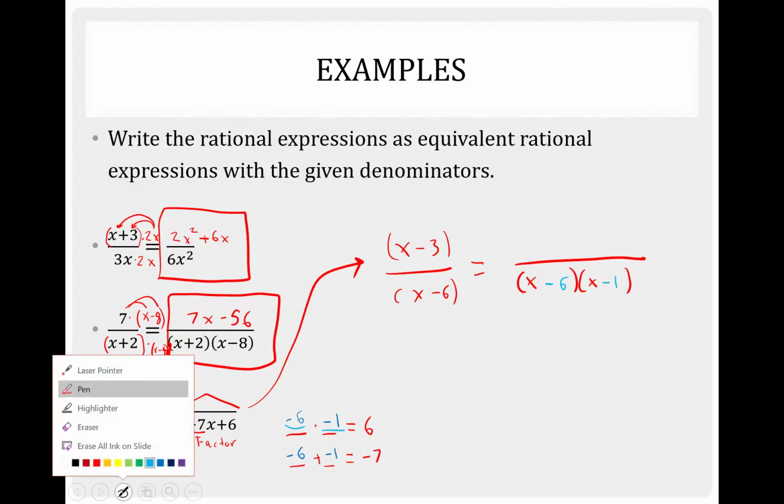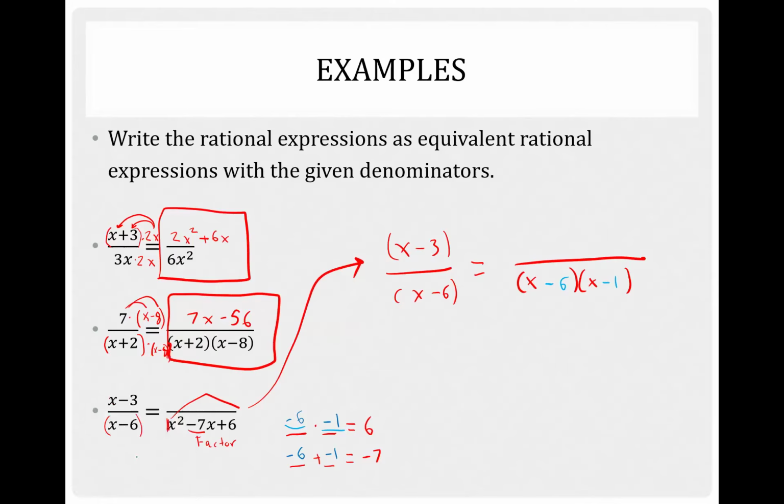And now it looks very much like the previous problem. You say, well, I have an x minus 6 on the bottom of the first fraction. I'm missing the x minus 1 that the second fraction has. So I have to multiply the top and the bottom of the first fraction by x minus 1. Now the denominators are the same, and on top of the first fraction, you need to FOIL or distribute those two parentheses.